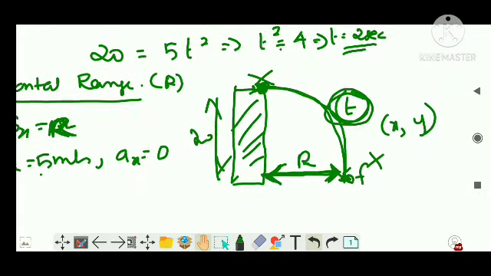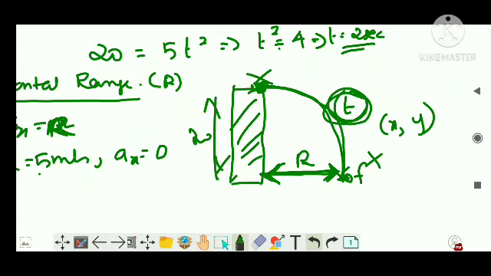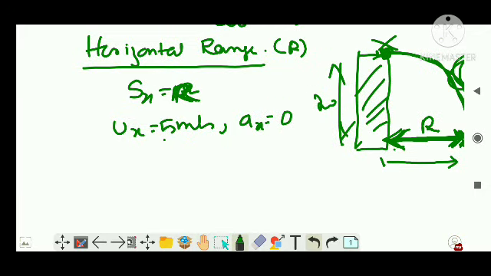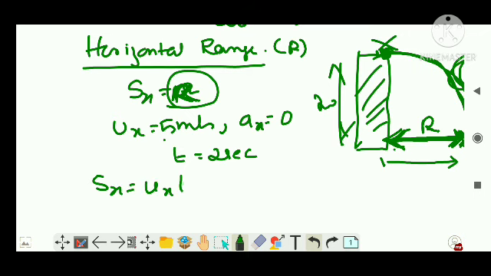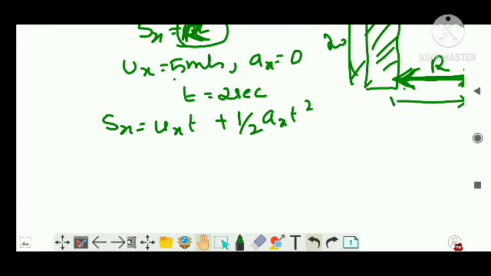I just told you, or we have found, that the ball took 2 seconds to move from here to here. So the ball would have taken the same 2 seconds to move from here to here. So that means to cover the range R, the time it took is 2 seconds. Clear? Right. So now we are going to use Sx is equal to uxt plus half axt square. Now, what is Sx? I don't know. That is supposed to be found.